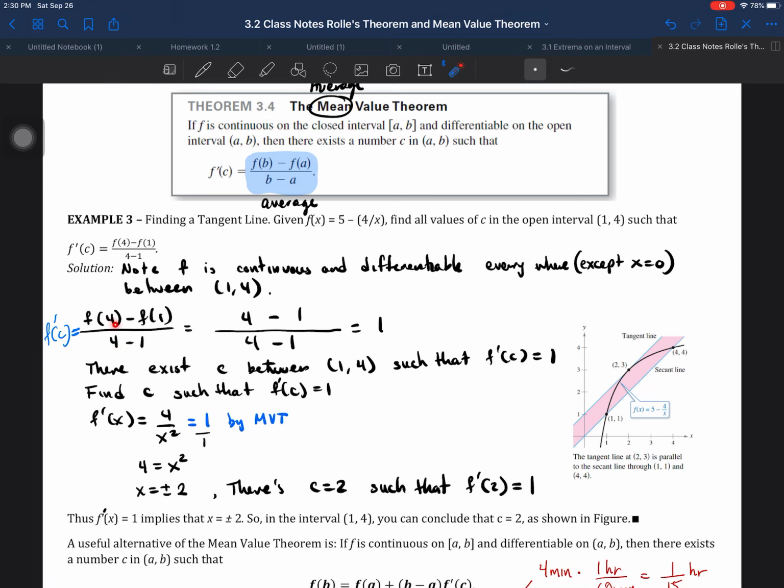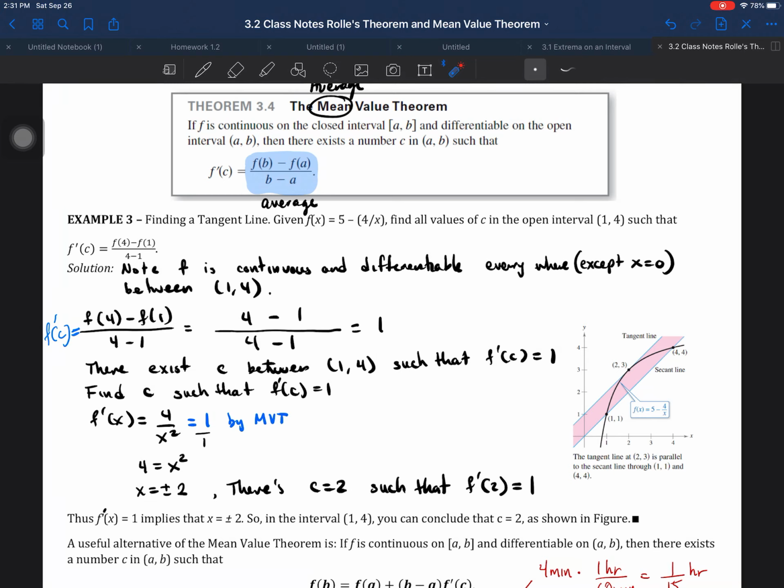So f of 4, by plugging in 4, will give us 5 minus 1, which gives us 4. If we plug in 1, that will give us 4 over 1, which is 4, and 5 minus 4 is 1. And then over 4 minus 1, which is 3, so 3 over 3 is 1. So what we're looking for is a c value such that when you plug it into the derivative, it will give us 1. So there exists a c between 1 and 4 such that f prime of c equals 1.